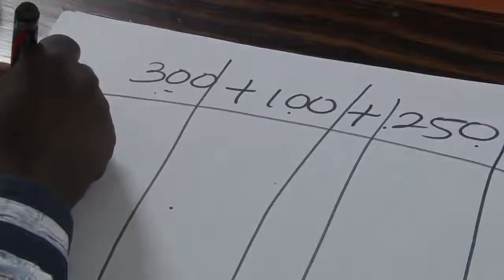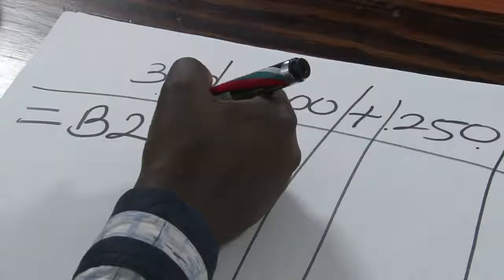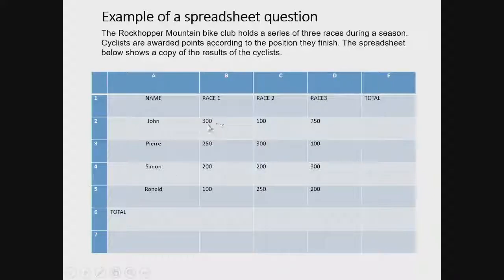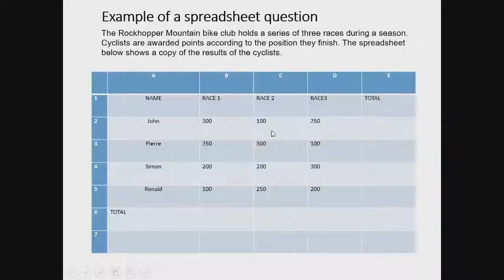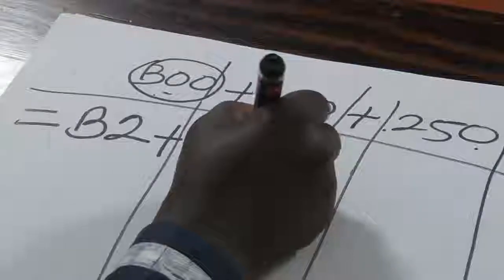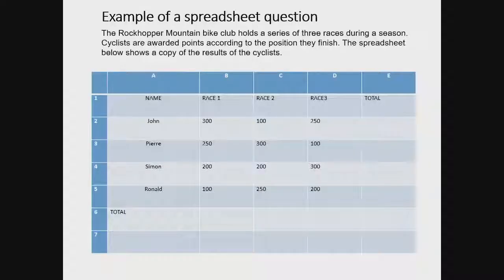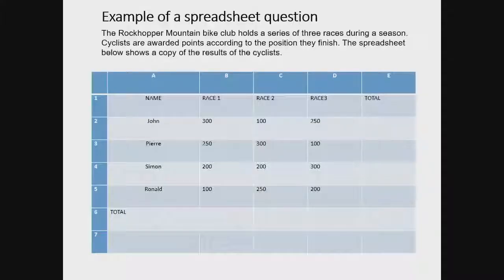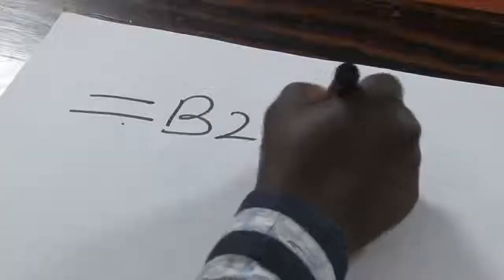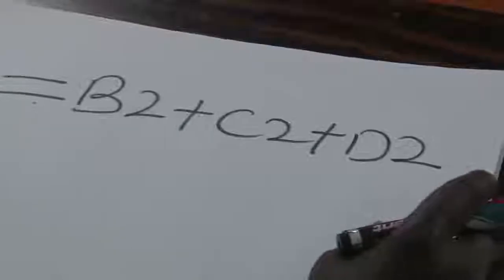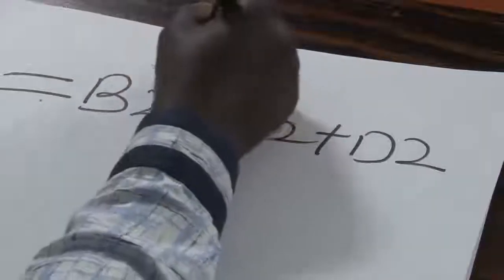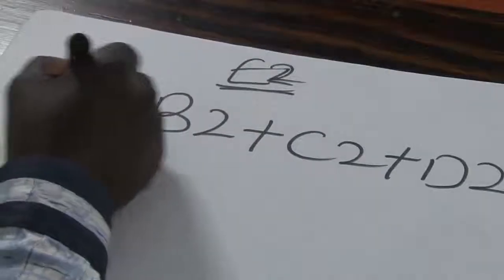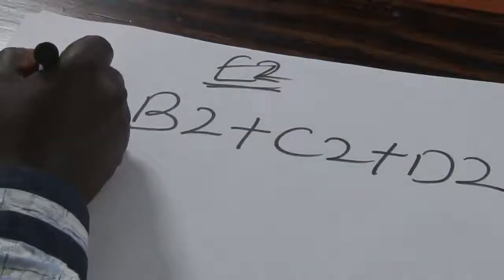So my answer will be equals to B2. Why am I using B2? Because this 300 is in cell B2. Can you see it now? Plus C2. Can you see that now? Plus, I want to take this 250. Can you see where the 250 is? D2. So let me write it properly. My answer will now be equals to B2 plus C2 plus D2. That is my answer. That is the formula that would be in cell E2. For every formula, it must start with the equal sign.